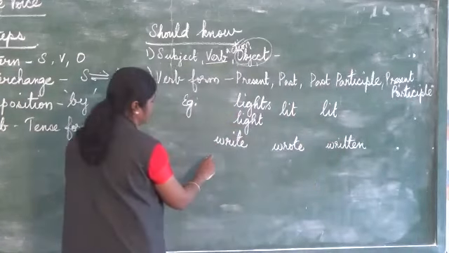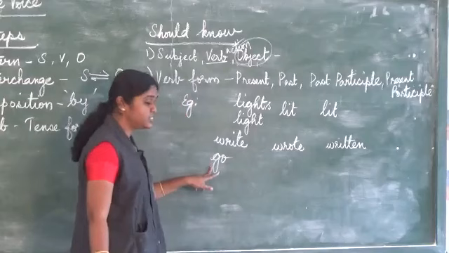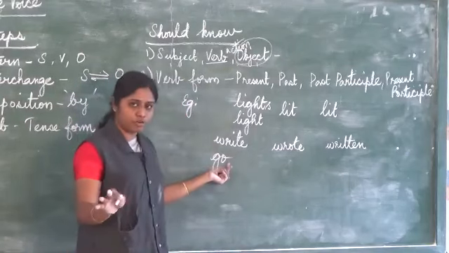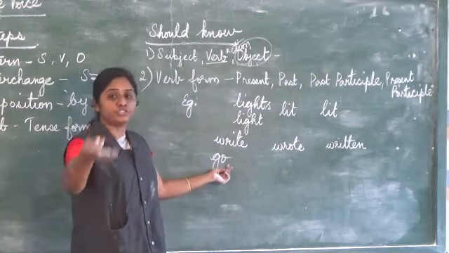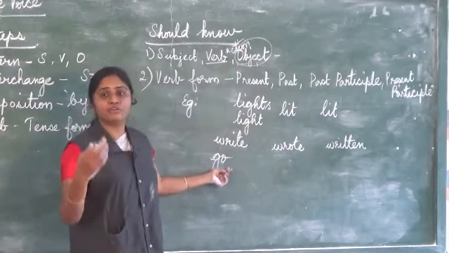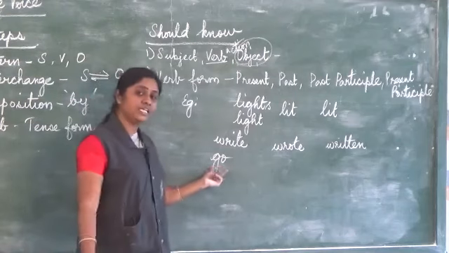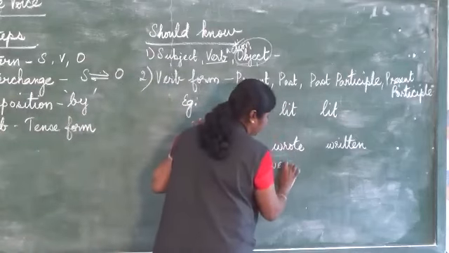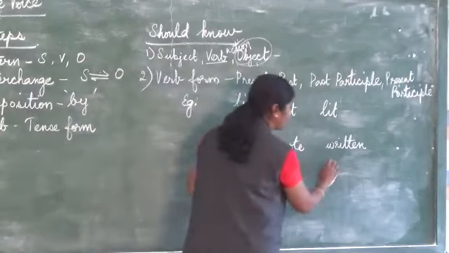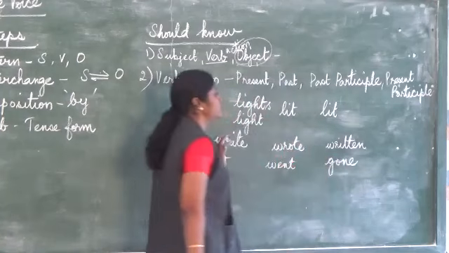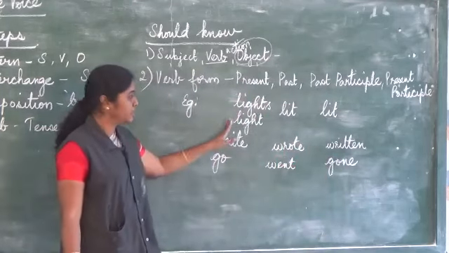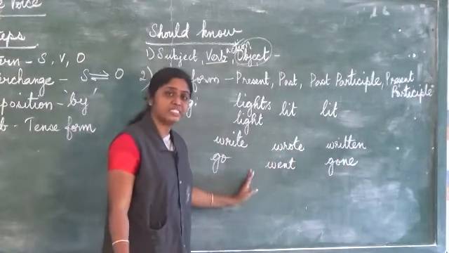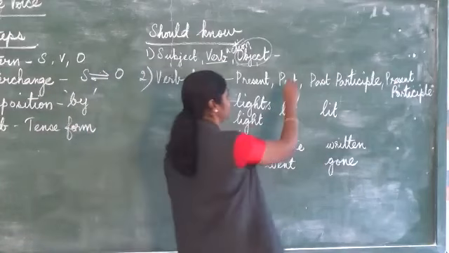Then go. This is the present form. They go to temple. If it is plural you write go only. If it is singular, she goes to temple. The child goes to the park. Clear? So for singular you have to add s or es for the present form. Past tense is went. Past participle is gone. So all these verbs, and you have many words like these, are called irregular verbs.